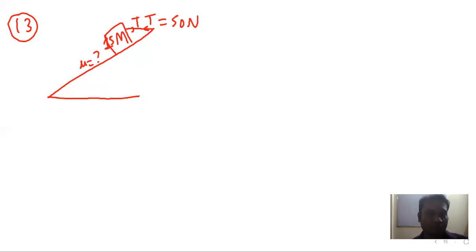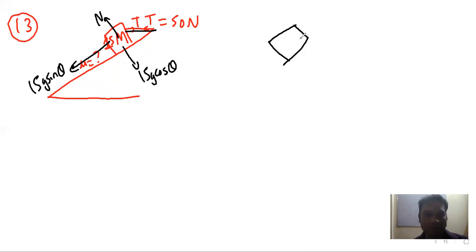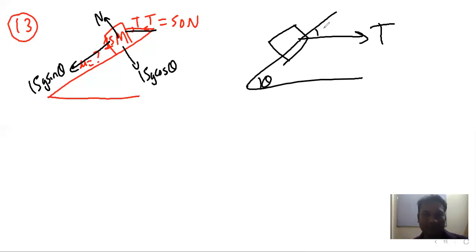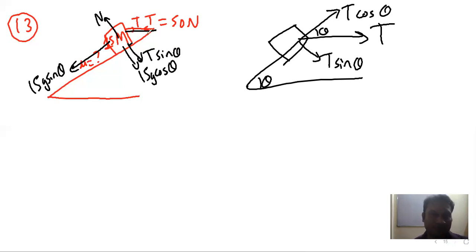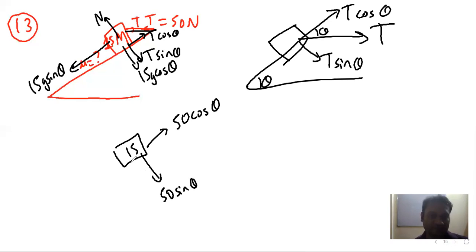Let us consider the forces. One force is 15g sin theta. Another force is 15g cos theta. And we have the normal reaction N. We also take the components of this tension. So this is the block like this, and here the string is like this, with tension force T. This angle is theta, so this angle will also be theta. So this is T cos theta and this is T sin theta. T sin theta is in this direction, and T cos theta is in the upward direction. T is 50, so the forces acting are 50 cos theta, 50 sin theta, 150 cos theta, the normal reaction, and 150 sin theta.